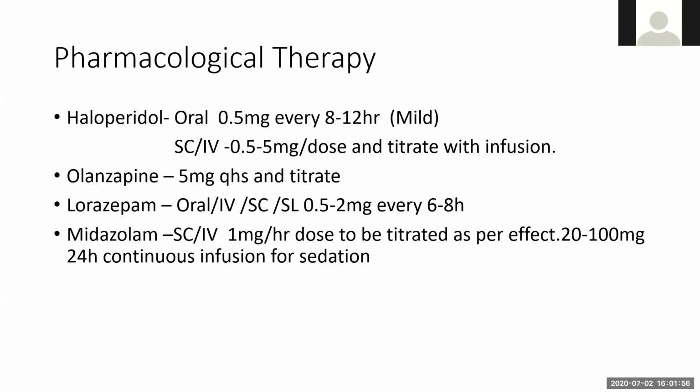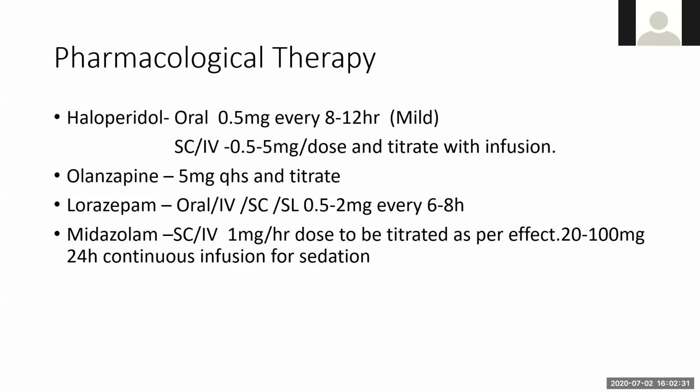Therapy: if the patient is alert and not too moribund, you can start off with oral therapies. Haloperidol for some mild delirium can be started at a small dose of even 0.5 milligram or 0.75 milligram and repeated every 8 or 12 hourly. Or you can keep increasing the dose as subcutaneous or IV from 0.5 to 5 milligram and titrate it with continuous infusion if required, if the patient is extremely delirious.